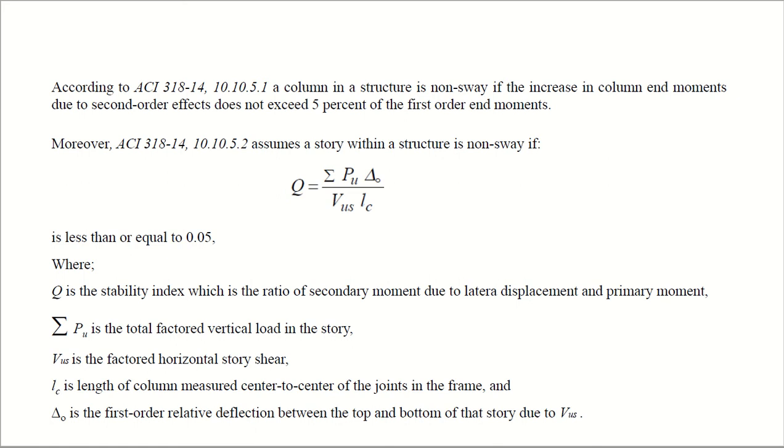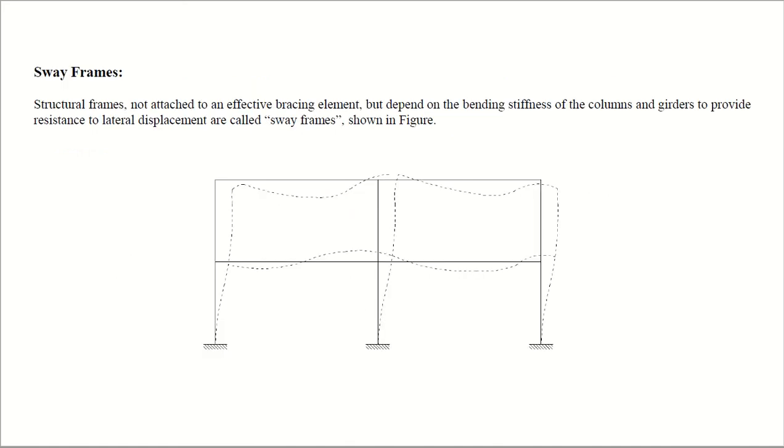Summation of Pu is the total factored vertical load in the story. Vus is the factored horizontal story shear. lc is the length of column measured center to center of the joints, and delta naught is the first order relative deflection between the top and bottom of that story due to the story shear. Okay, so this is how you determine the factor Q, which is the stability index, and then you say whether it is a sway frame or a non-sway frame.